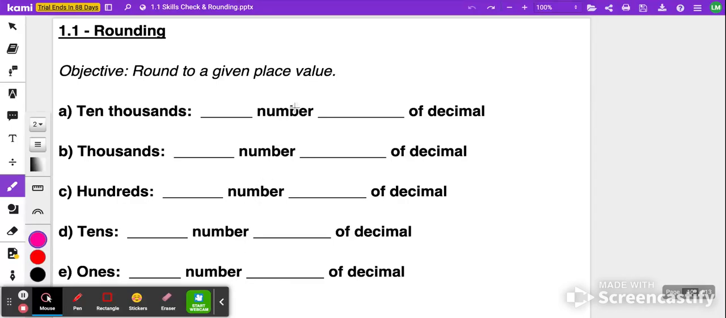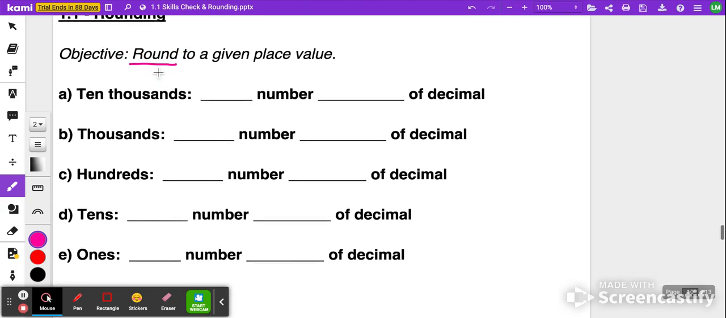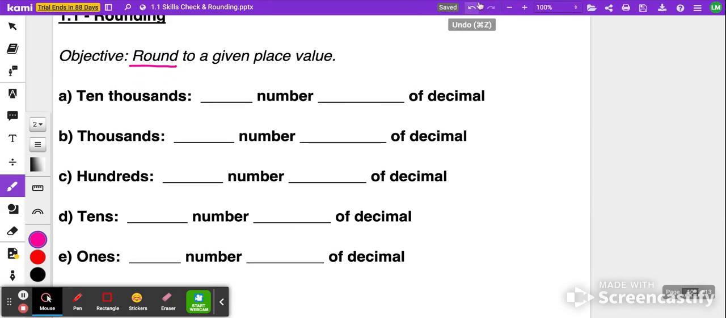Today we're going to talk about 1.1 roundings. This should be a general skill we need to know for the rest of our school year. So what we're going to be able to do today is round up to a given place value. Maybe we'll start by looking at just this number because we're going to talk about different numbers.